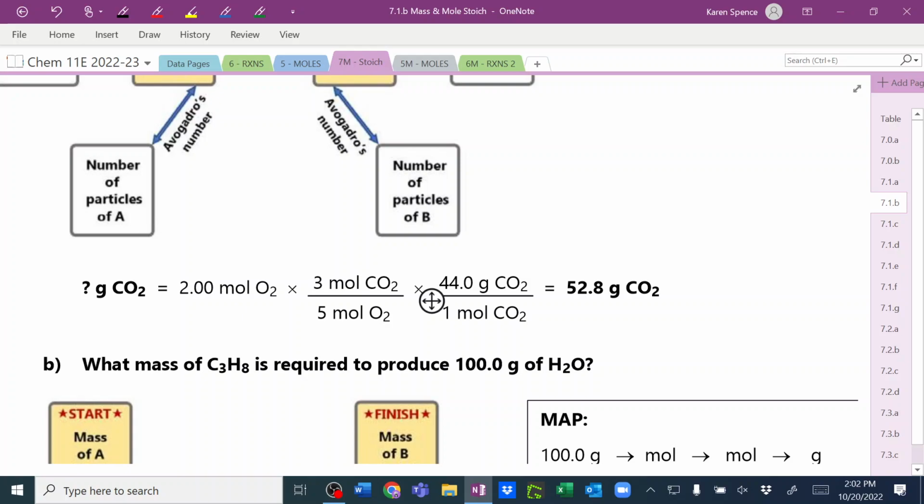Now, what if you had to start with mass? Could you do that? Can you do the next one? Do the next one.